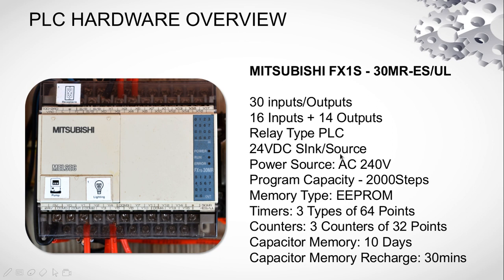So my PLC is a relay type of PLC, and this is what we are going to use for this video. This is a relay type of PLC, and that is the reason why you see this R here, 30MR. The R represents the relay type of PLC. It's a 24 volts sync source. That means you apply 24 volts for it to function correctly.